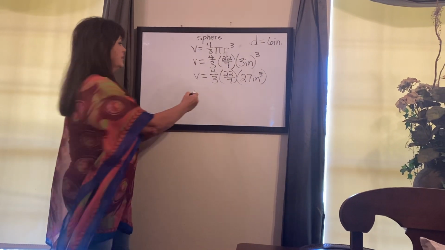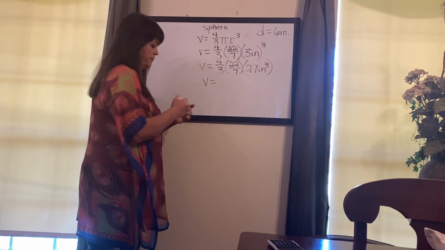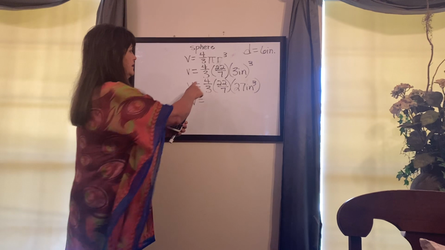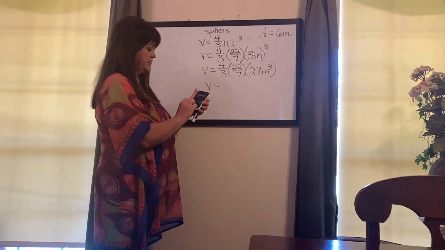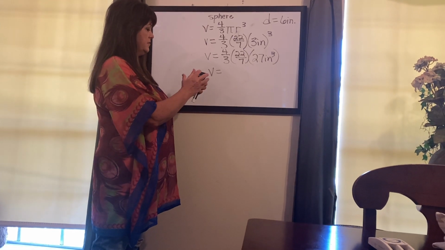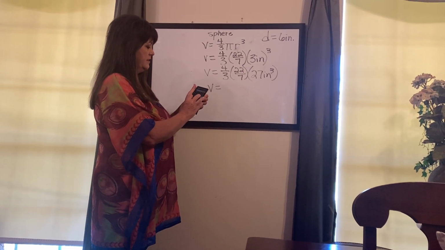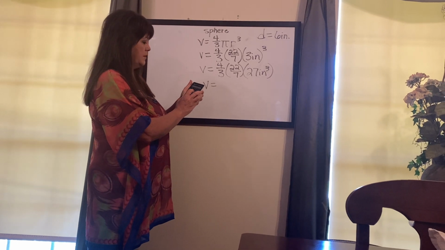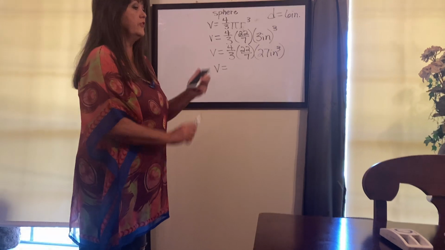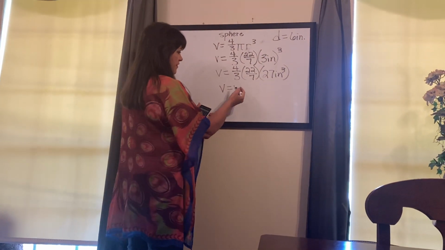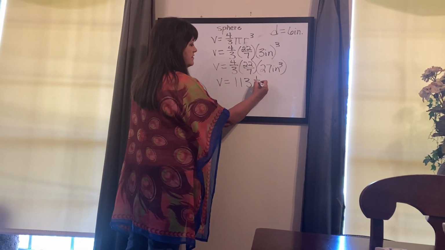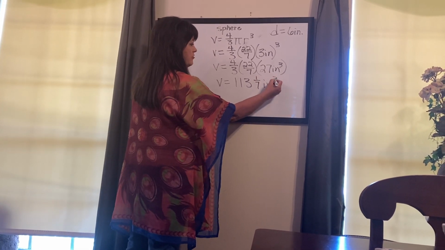Now I can pick up my calculator. I'm going to remind you, if you're using the scientific calculator like the ones we have at school, it's the ABC key. So you type in 4/3 as 4 and you press the ABC 3 times 22 ABC 7 times 27. Now I'm going to get 113 1/7. 113 1/7 cubic inches.